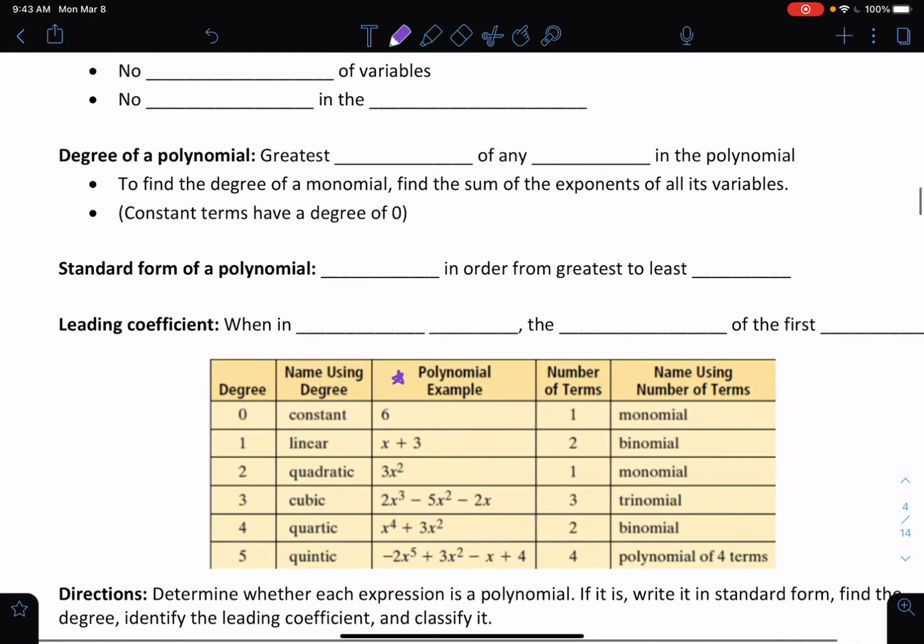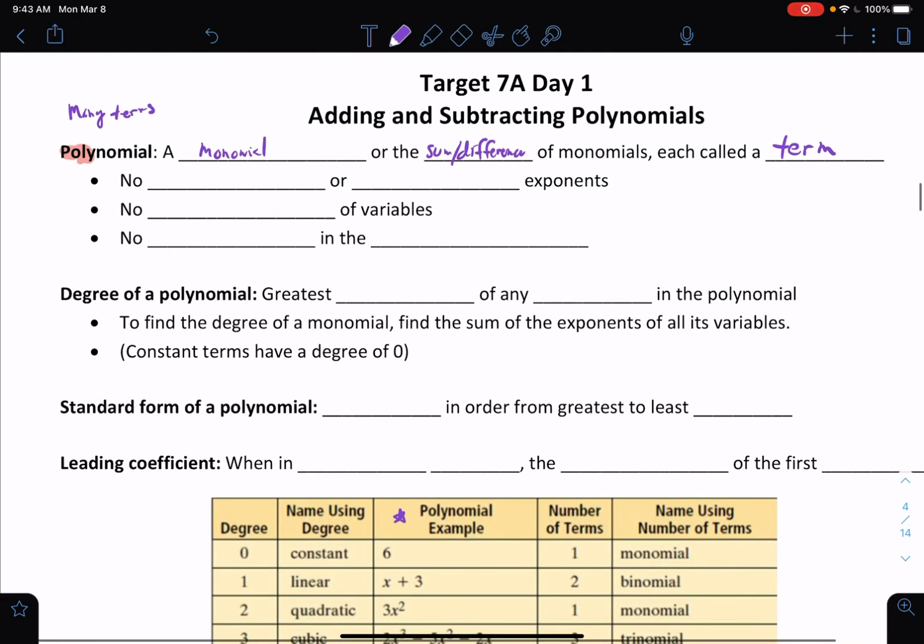All right, now, what makes a polynomial a polynomial? What are some key things here? Well, there can be no negative or fractional exponents. There can be no square roots of variables. And there can be no variables in the denominator. Okay, so your variables all better be nice. No negative or fractional exponents. You can't have like the square root of x. You can't have any variables in the denominator.